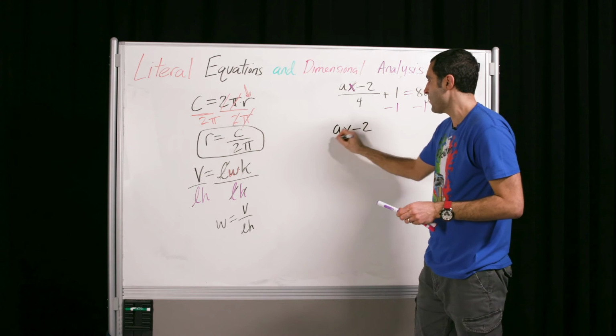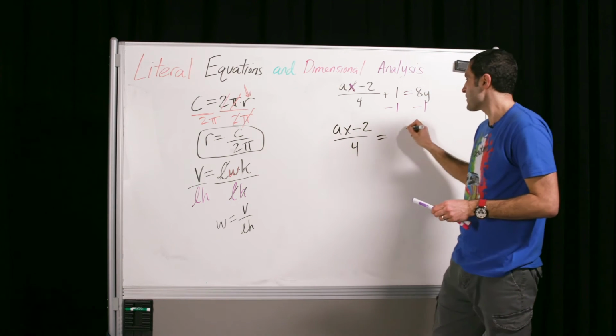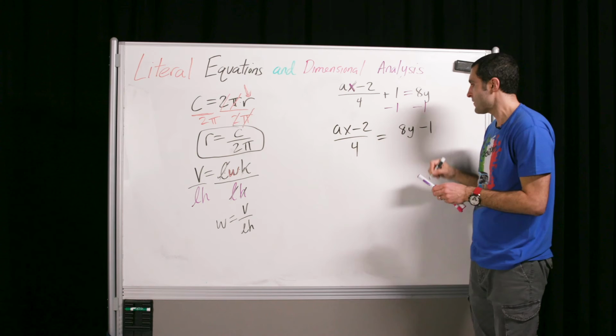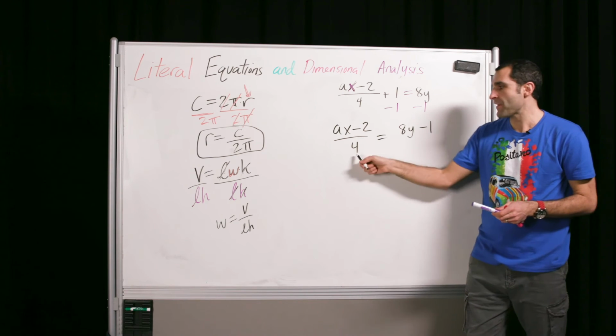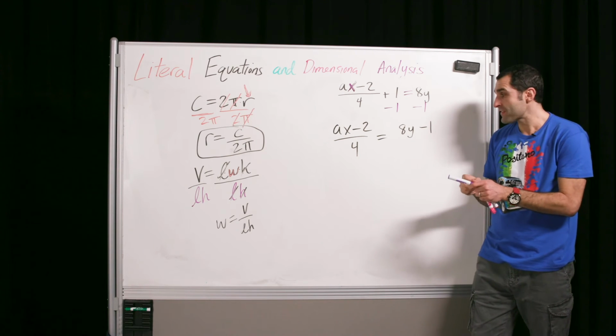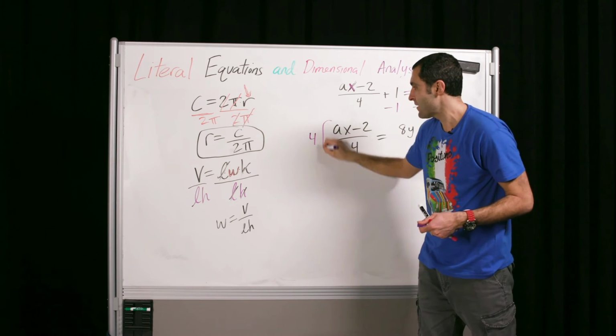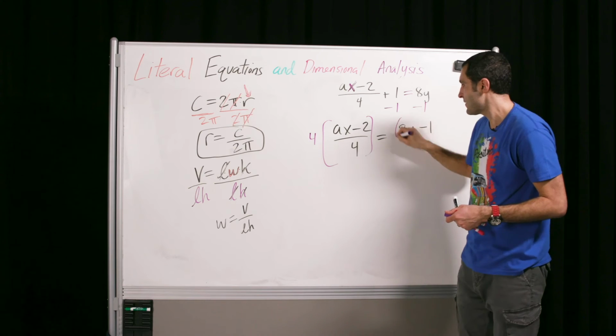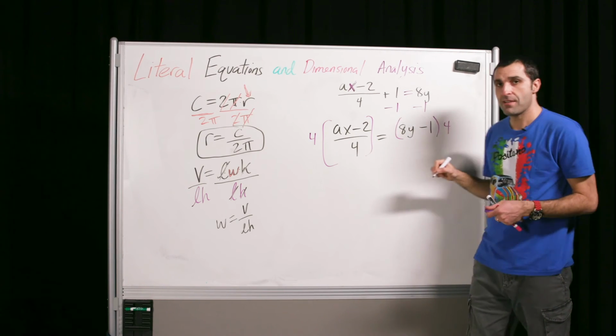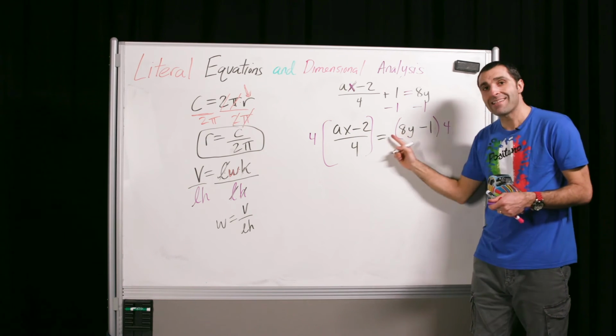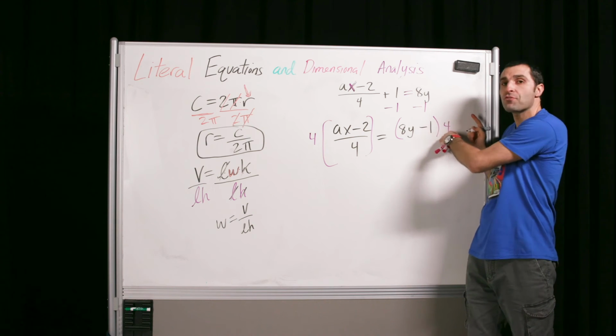ax minus 2 over 4 equals 8y minus 1. Now we can cancel the fraction by multiplying by 4. And we'll see in doing that how it operates over here. It has to be done to the entire side. It must be done to the entire side. Every entity, every piece gets the 4 treatment.